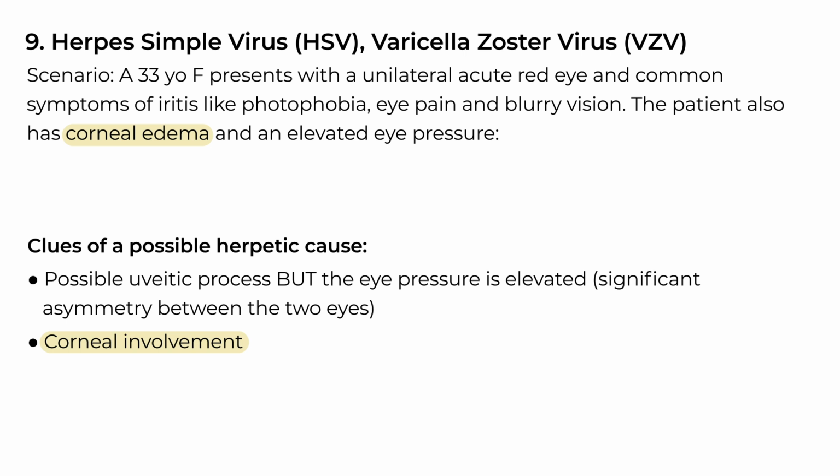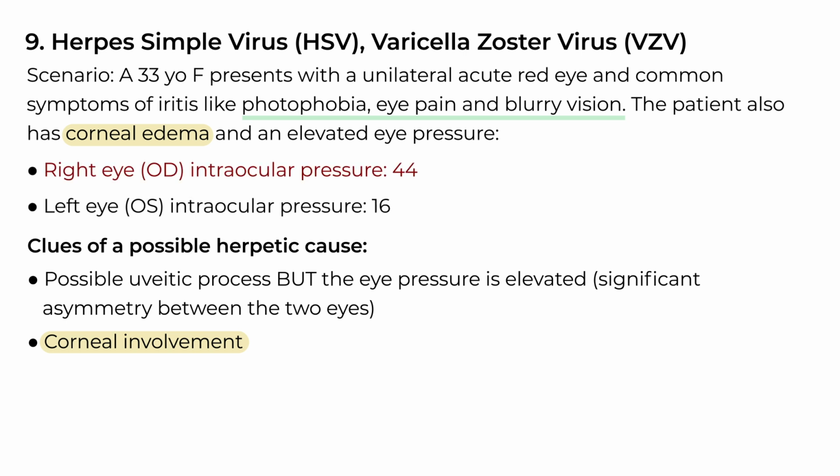So how could this present to the ED? An example, a 33-year-old female with a unilateral acute red eye comes in with symptoms that sound like iritis: photophobia, eye pain, blurry vision. We mentioned that the eye is red. And let's say the pressure in the affected eye is 44, but in the other eye, it's 16.